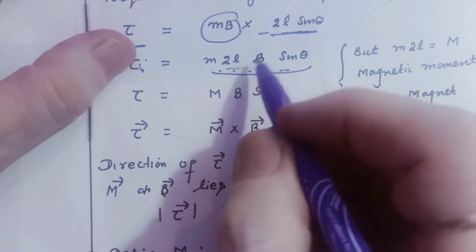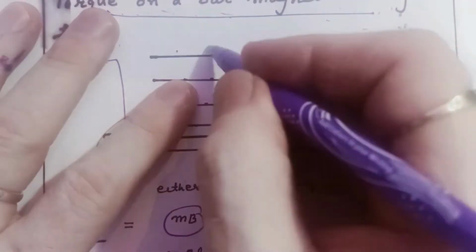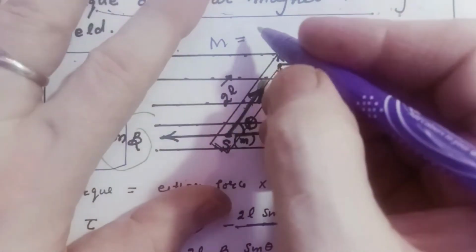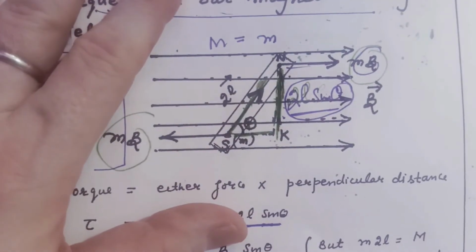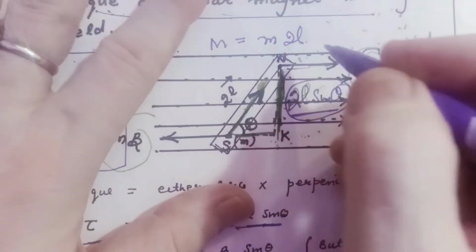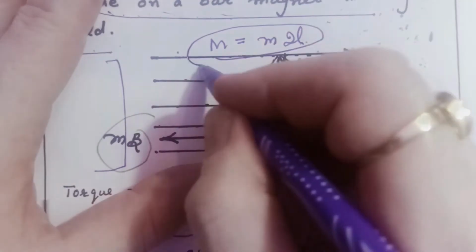Now you know very well what a magnetic moment is. It is the pole strength, small m, into 2L. So this is the magnetic moment.